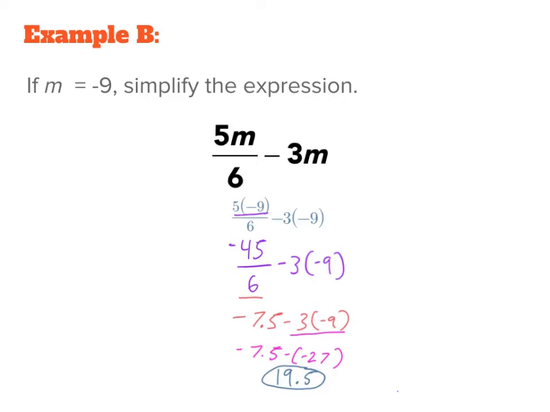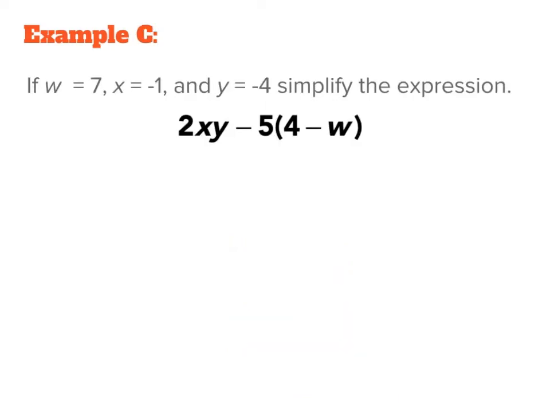And let's move on to the next example. Here we are at example C, and I've got 3 different things to be substituting this time. W is going to get 7, X is going to get negative 1, and Y is going to get negative 4. So let's go ahead and do that. Don't forget that we want to make sure that we have our parentheses used every single time that we do that. So I've done that now. I've plugged in my negative 1, my negative 4, and my 7.